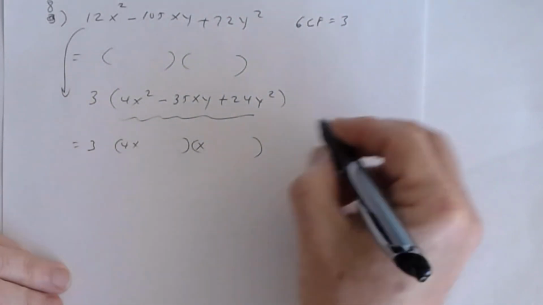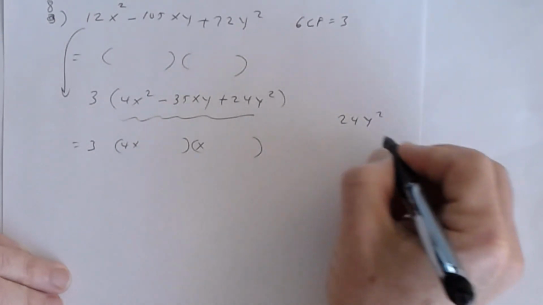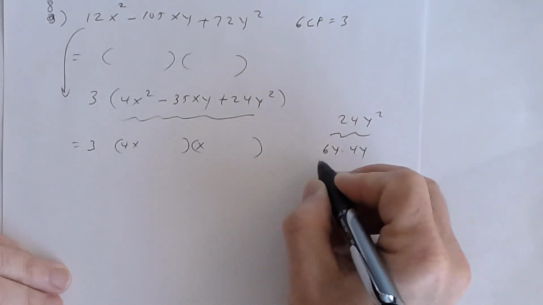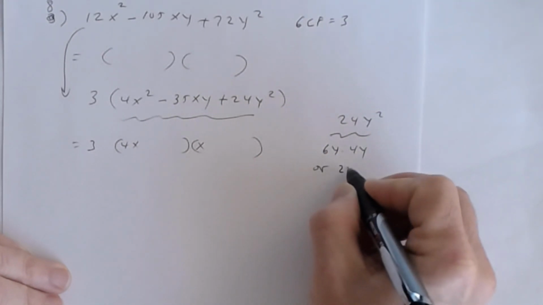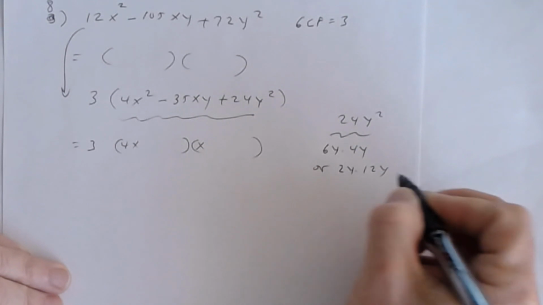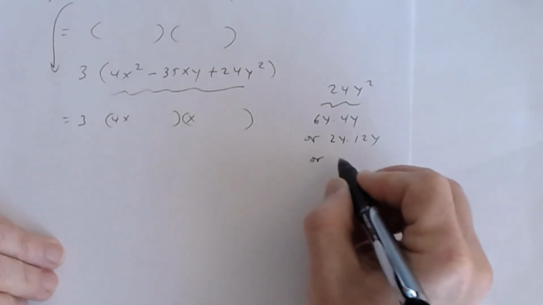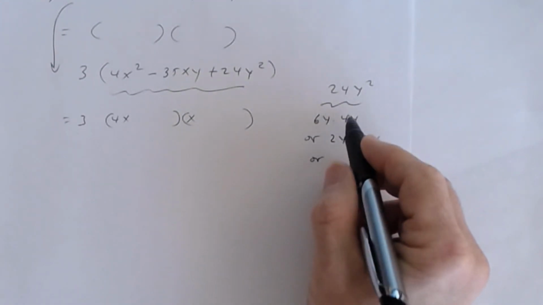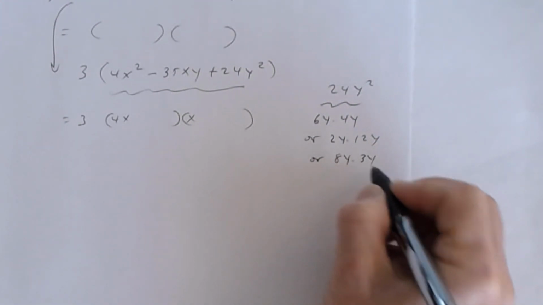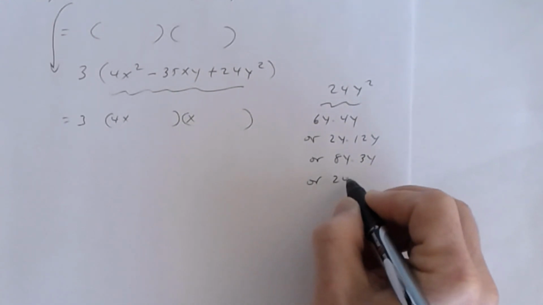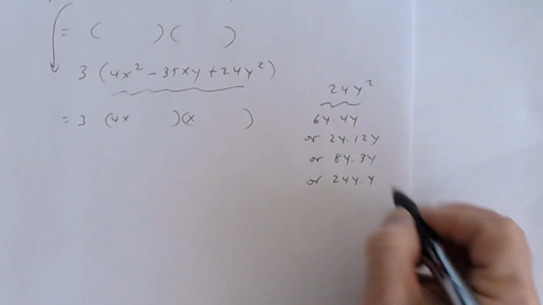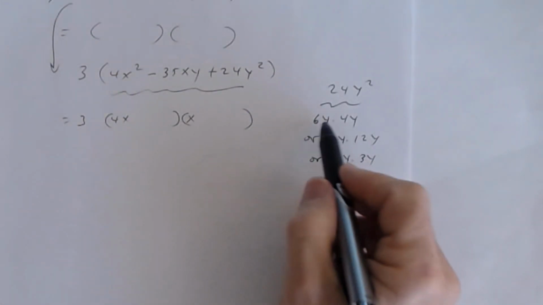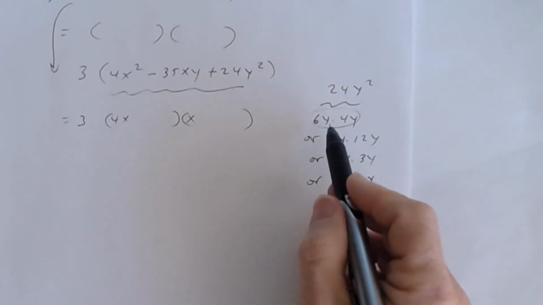So for 24, I want you to think about this. For 24y squared, you have 6y times 4y. You have 2y times 12y. 2 times 12 is 24. You have, let's see, what else? 8y times 3y. And you also have 24y times y. So those are a lot of possibilities. So for right now, let's do the 6 and the 4 and see if that works.